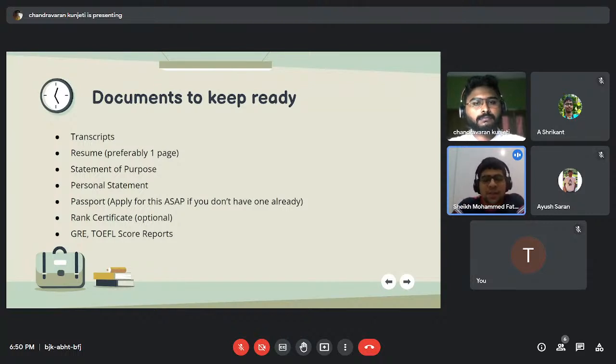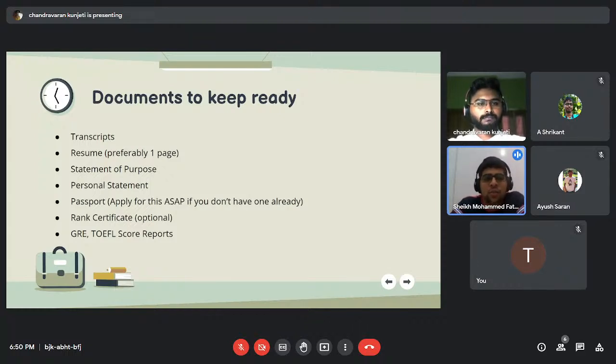So you should have your transcripts, and like I said, try to apply for transcripts as early as possible. Ideally, I would suggest you apply for transcripts as soon as your GPA gets updated on IRIS, or as and when you get your grade cards, you could apply, but that would take some time. So you could apply early on, and that might help out in the course of time.